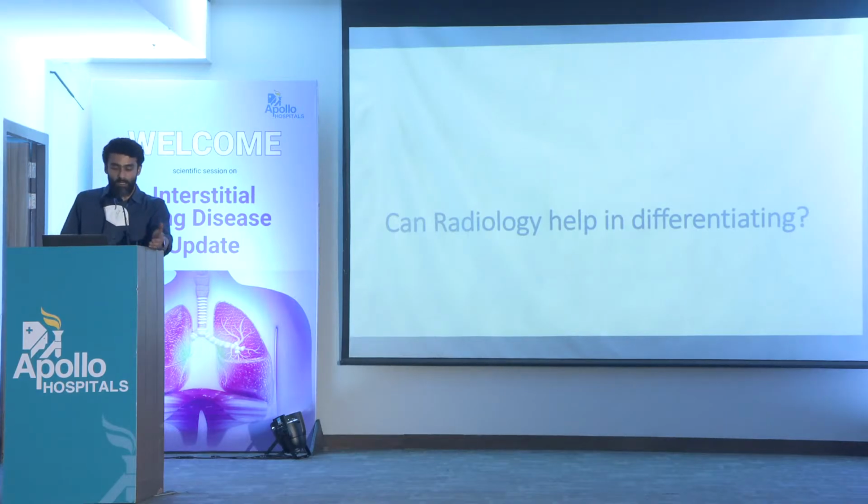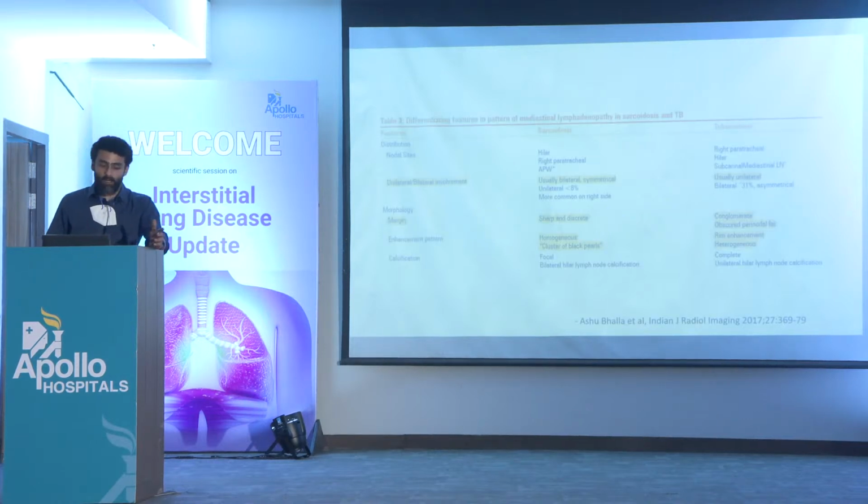Now coming to our ILD part, that is, can radiology help in differentiating sarcoid from something else? So again, there is your mediastinal window and your lung window. So now just talking about the lymph nodes first. There is usually a bilateral, symmetrical enlargement in sarcoid. However, unilateral lymph node enlargement is also reported, but it is less common. Hardly 8% is reported. Whereas in tuberculosis, it is usually unilateral, and bilateral lymph nodes are less common compared to sarcoid. Again, it is not a clearly differentiating feature.